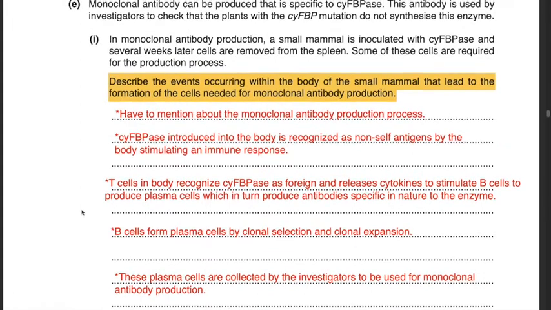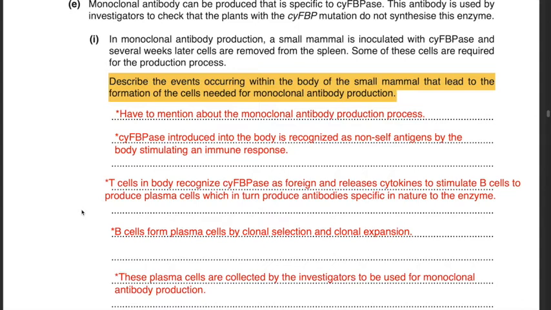Part E. Monoclonal antibody can be produced that is specific to Cy-FBPase. This antibody is used by investigators to check that the plants with the Cy-FBP mutation do not synthesize this enzyme. Part 1. In monoclonal antibody production, a small mammal is inoculated with Cy-FBPase and several weeks later, cells are removed from the spleen. Some of these cells are required for the production process.